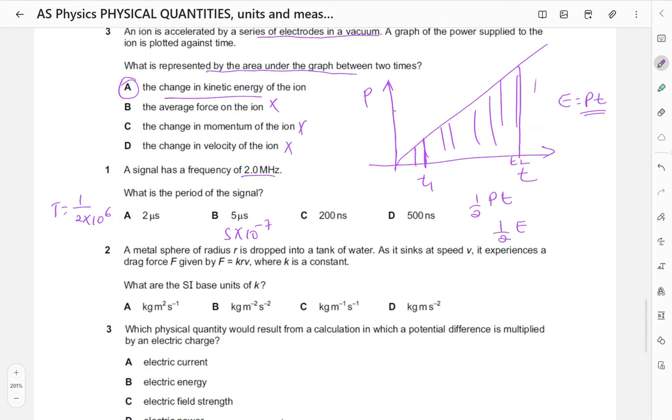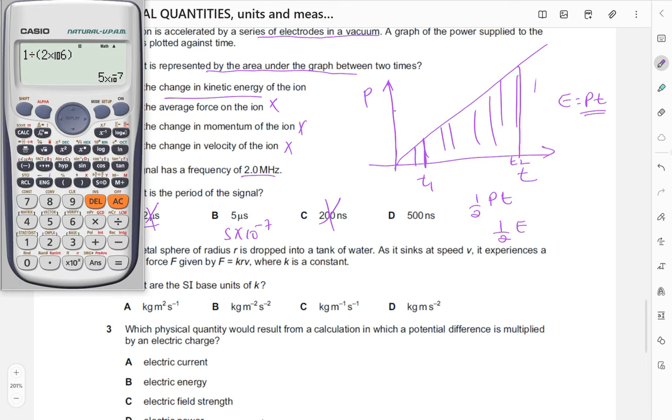So the question is, what is the period? Let's check. Of course, this one is automatically wrong. This one is also wrong. It should be 5 something. Then let's check a micro. When I change this to micro, I divide by 10 power negative 6 to change it to micro. It becomes 0.5. So this one is wrong.